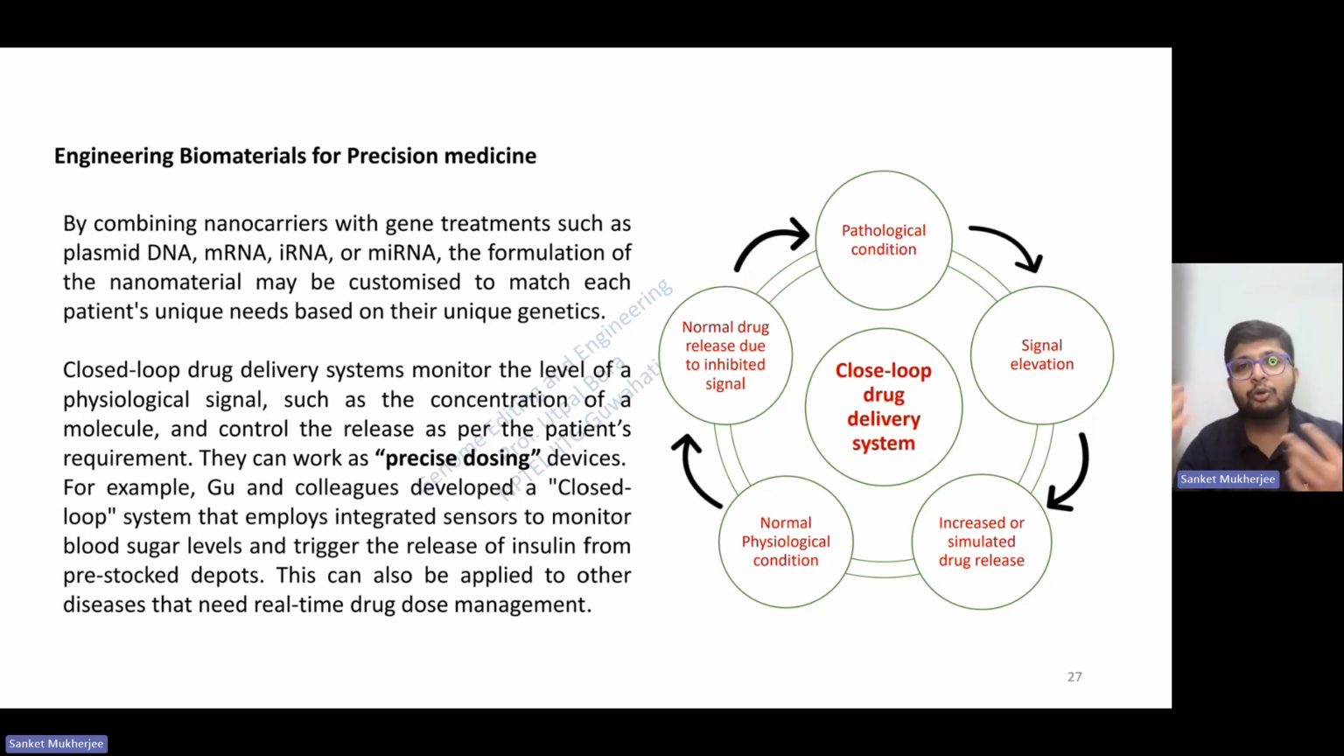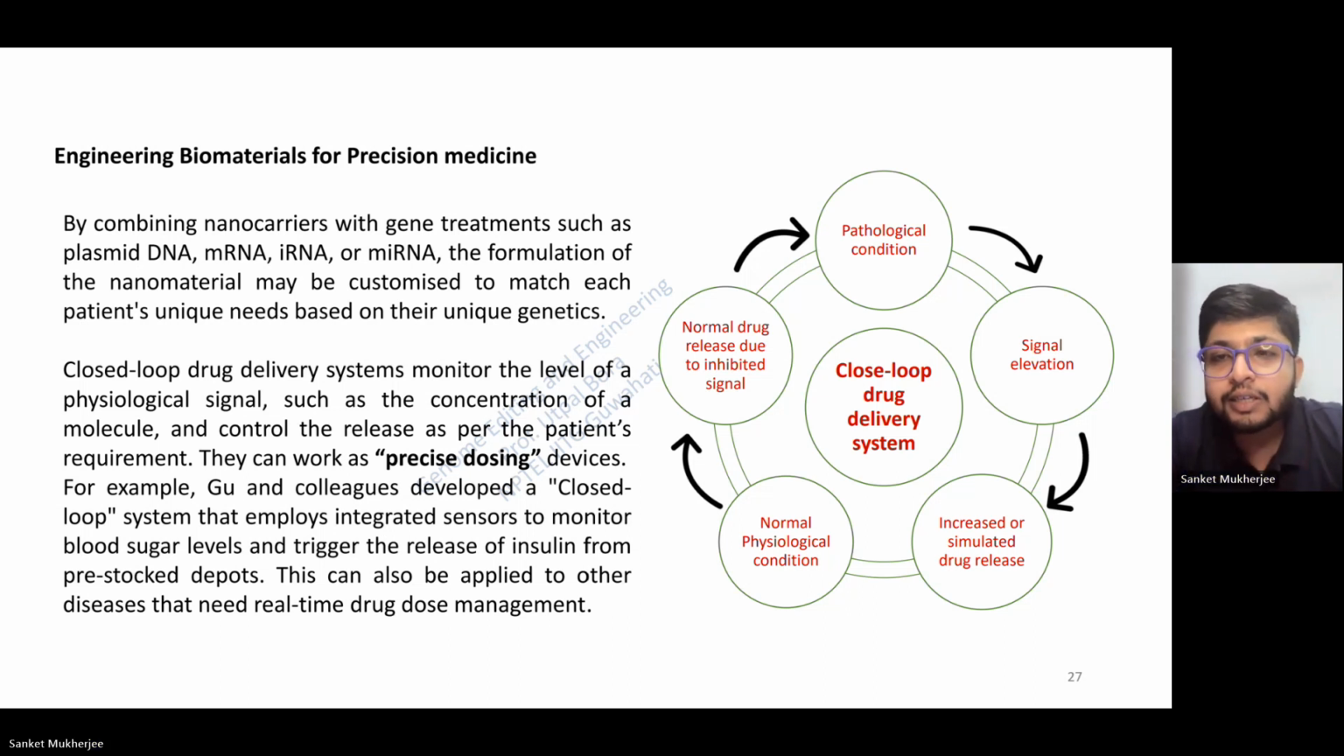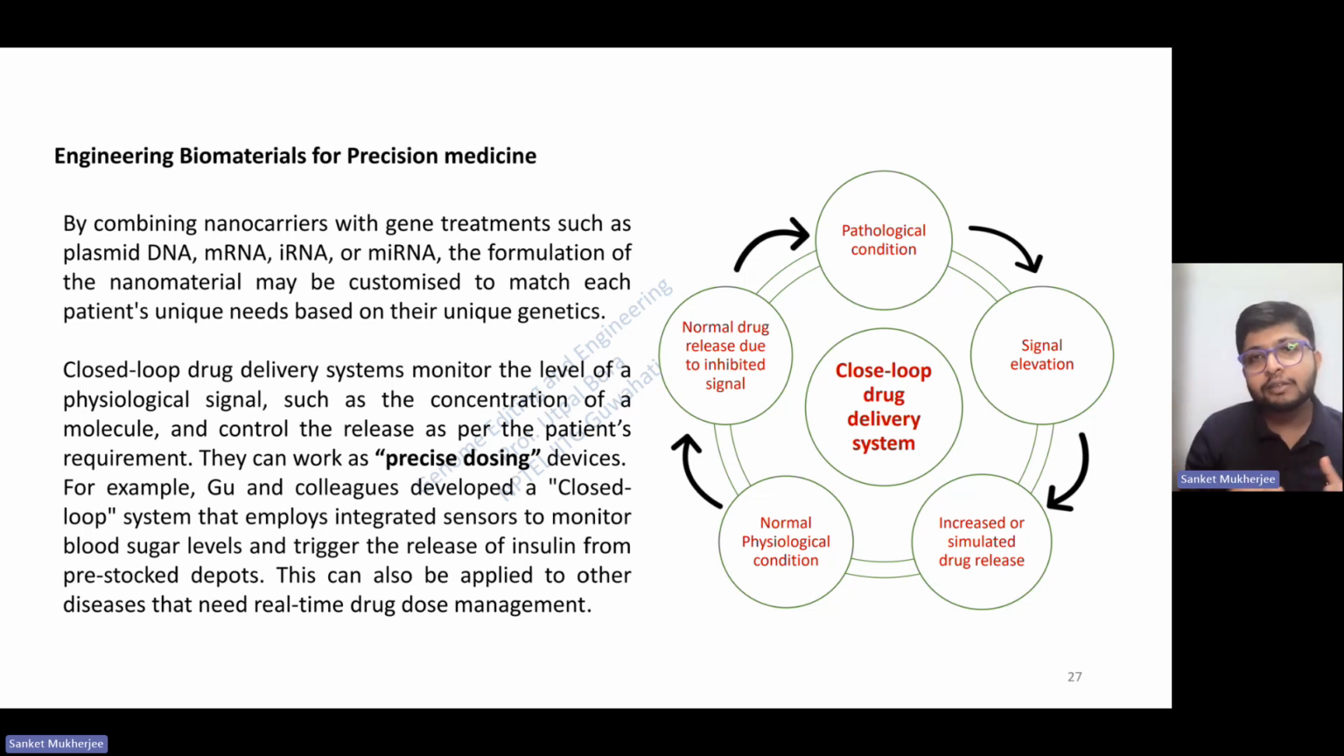So what is a closed loop drug delivery system? Although it's pretty much futuristic, it has been practiced. I mean, at least tried. So if there is a pathological condition, there would be some signal associated with that condition. That signal would be elevated, and that would stimulate the release of drug, which would cause the patient to come back to the normal physiological condition. And then, due to this normal physiological condition, the drug release will be inhibited. So this is a very controlled process.